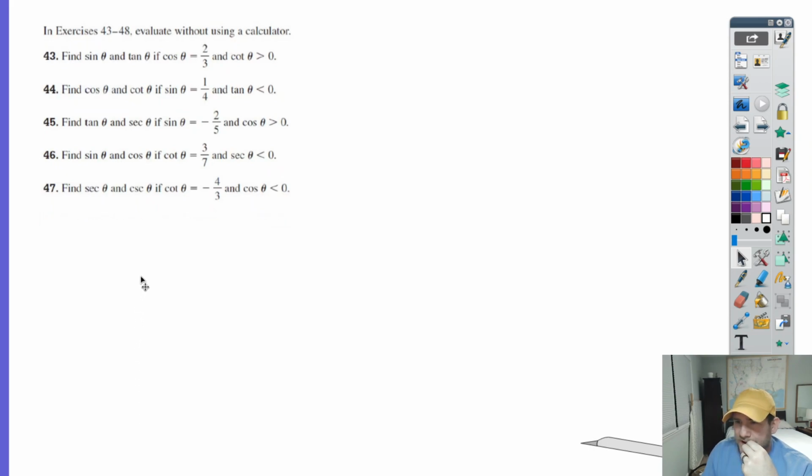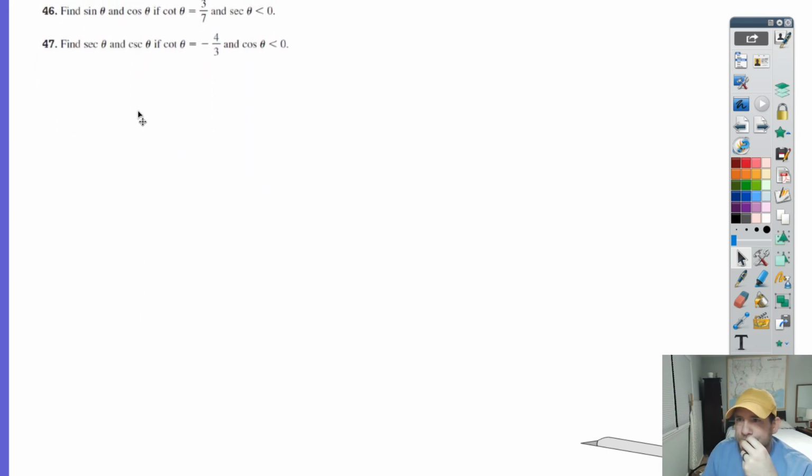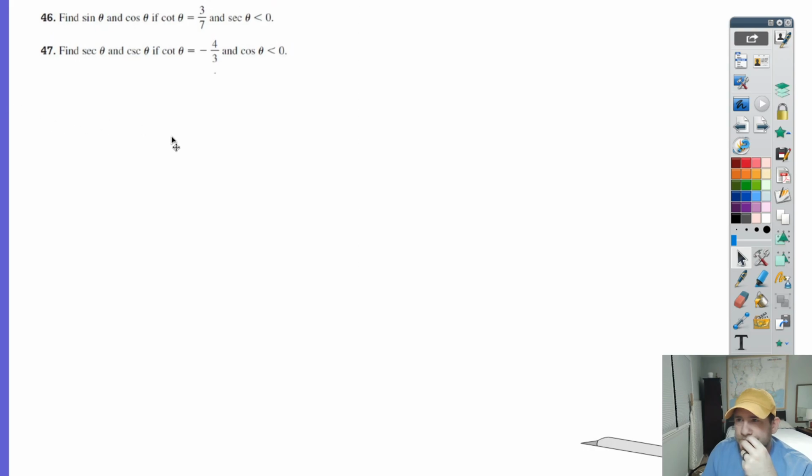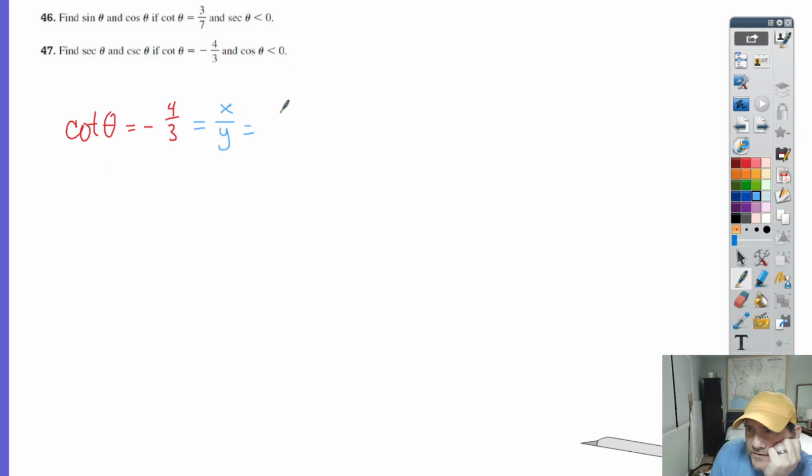So 47 would be the last one. So we're given cotangent. And it's negative 4/3. And so this might be the trickiest situation because this is x over y. So is it a negative 4 over a positive 3, or is it a positive 4 over a negative 3? Both of these are possible.